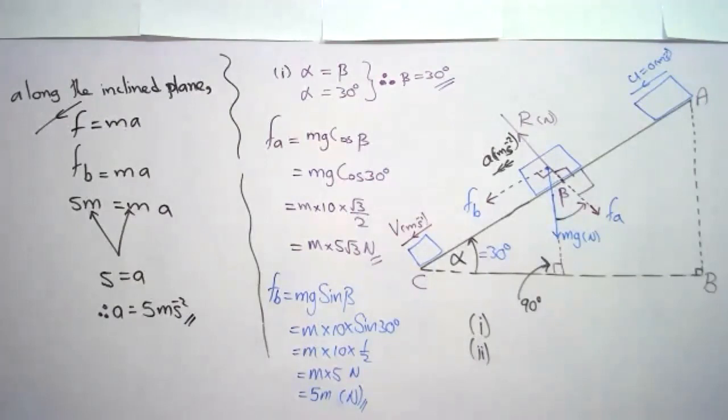Earlier we proved that a equals g sine beta, but that is not a standard equation. Therefore, you should follow this method. You cannot directly write a equals g sine beta. You must follow the steps. Write them all here. Now try to find the velocity and time taken for the motion.